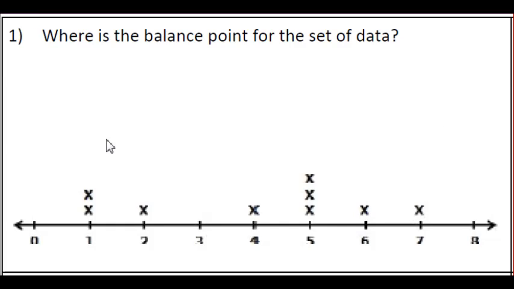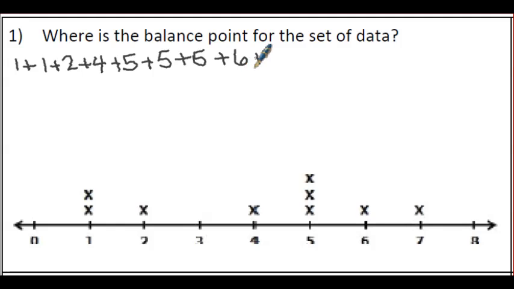If I want to know where the balance point for this set of data is, I am going to try to keep moving them to the center to see where all of those x's would balance on the number line. But the balance point is the same thing as the mean. So I see that there's 2 x's on 1. So I have 2 1s, and then I have an x on 2, on 4, 3 on 5. So I'm going to write 3 5s. I have 1 on 6 and 1 on 7.